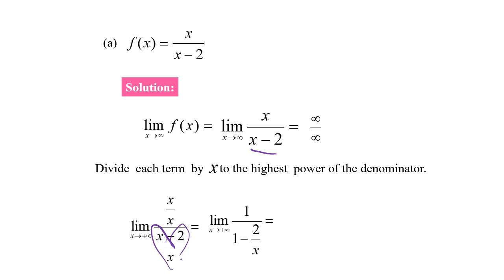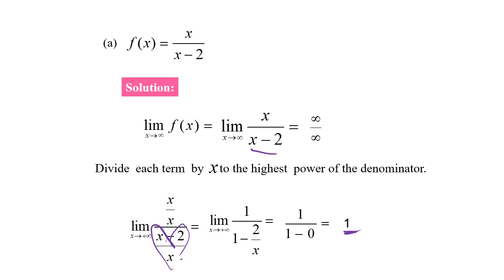So just substitute the value now. 1, 1, and then 2 divided by infinity. What is 2 divided by infinity? It is equal to 0. So we get nothing, and 1 divided by 1 equals 1. So the limit of f(x) as x approaches infinity equals 1.